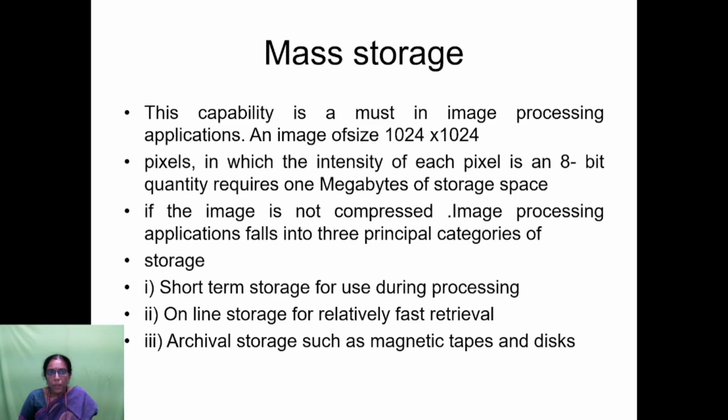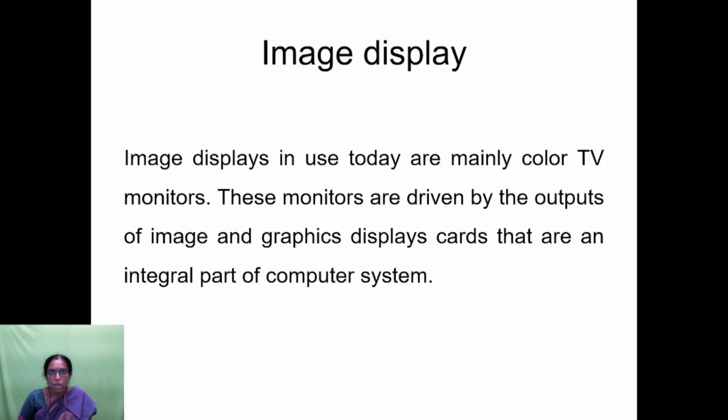Mass storage. This capability is a must in image processing applications. An image of size 1024 by 1024 pixels, where the intensity of each pixel is an 8-bit quantity, requires 1 megabyte of storage space if the image is not compressed. It should be compressed for short-term storage during processing. Online storage is used for fast retrieval. Magnetic tapes and discs are also used for mass storage.